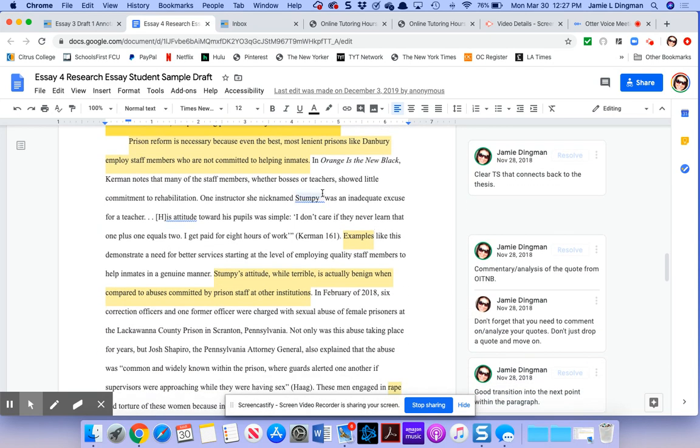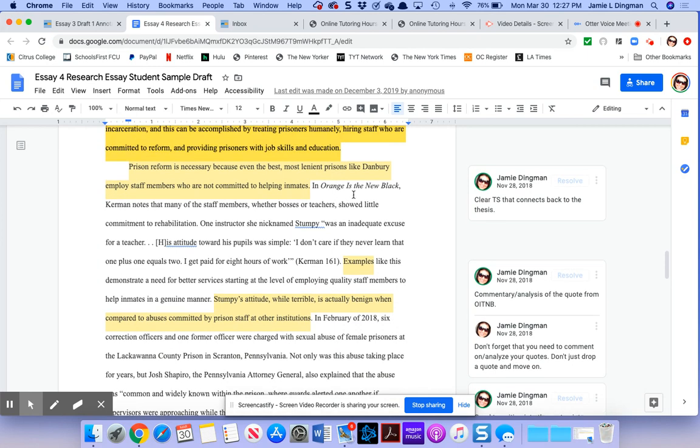And then you'll see the first thing that they give us after their clear topic sentence is an example from Orange is the New Black. And that's something that you'll want to do if you have an example, is to use an example from Orange is the New Black and then start using examples from your research.